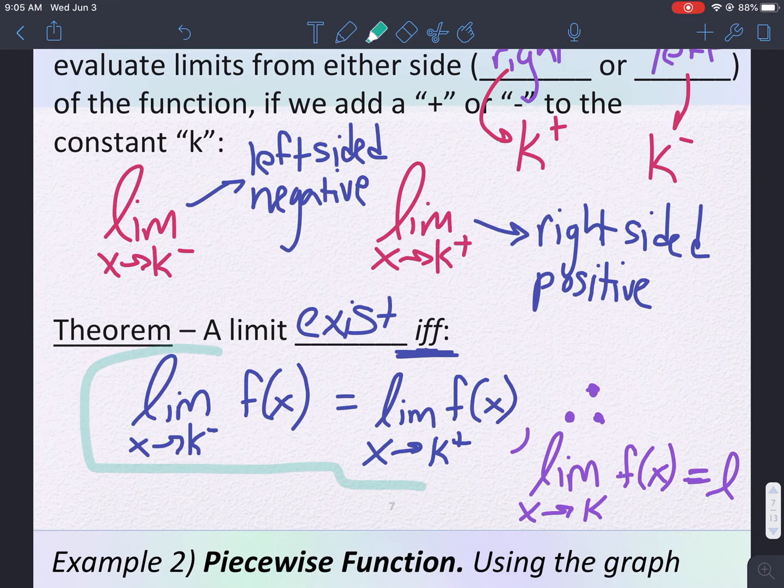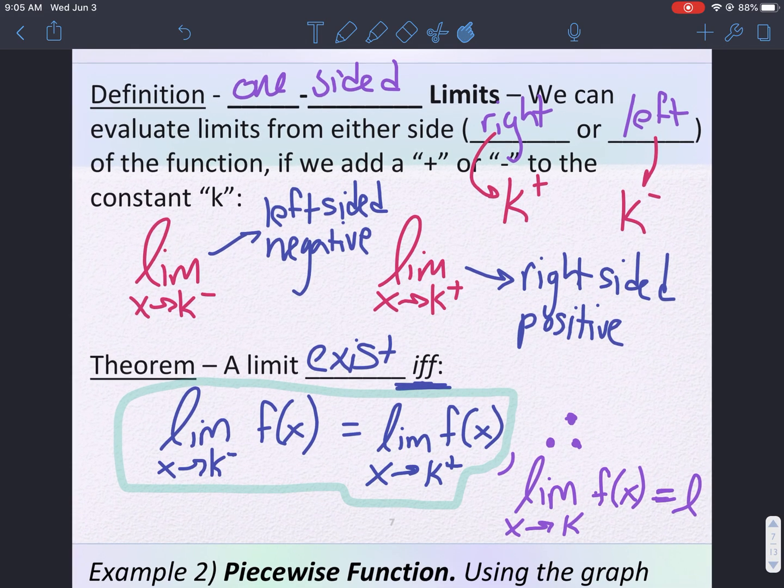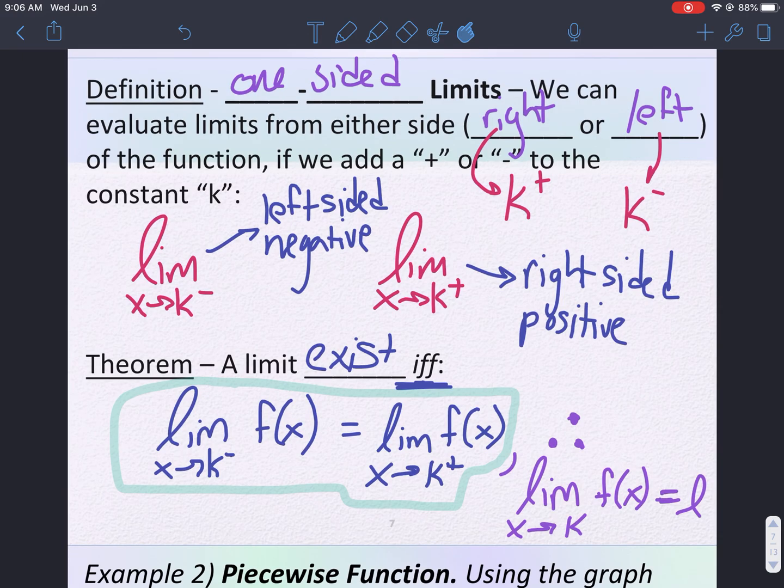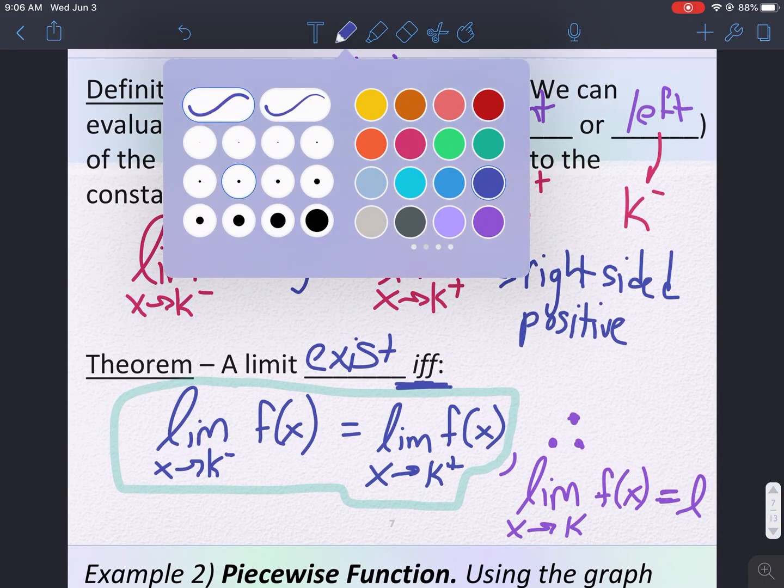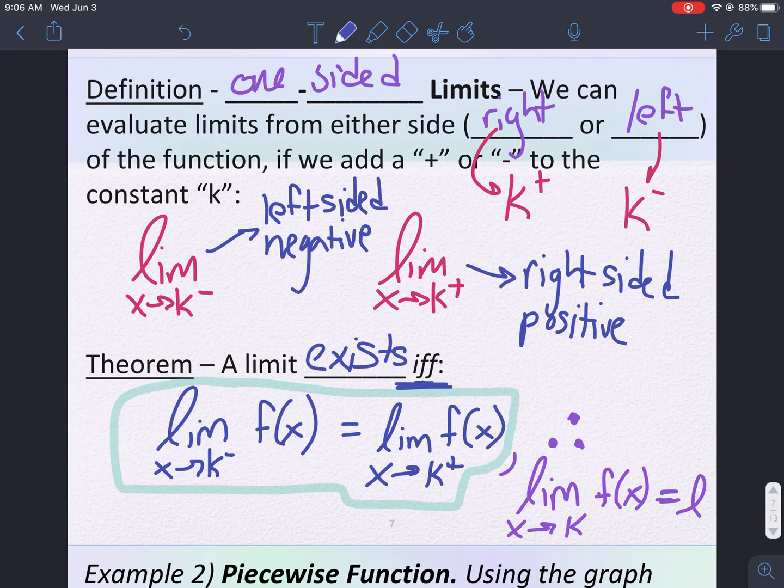This is one of the more important concepts of limits. A limit exists if and only if you approach it from the left side, and then from the right side, it will equal the same L.